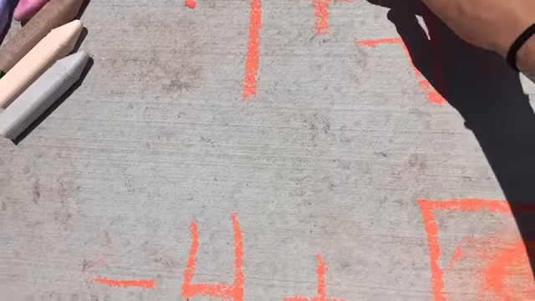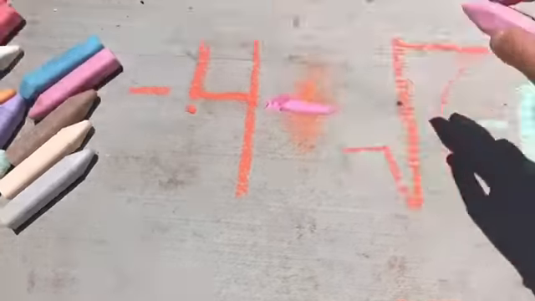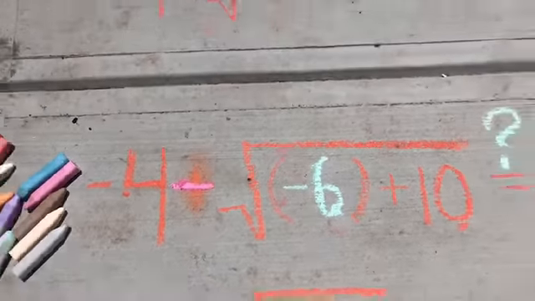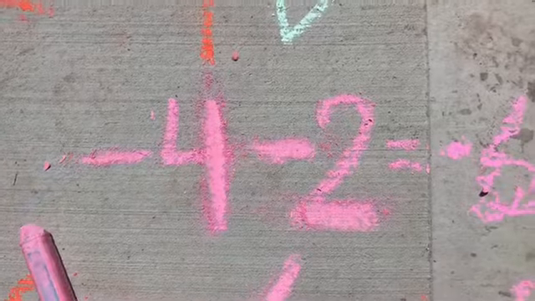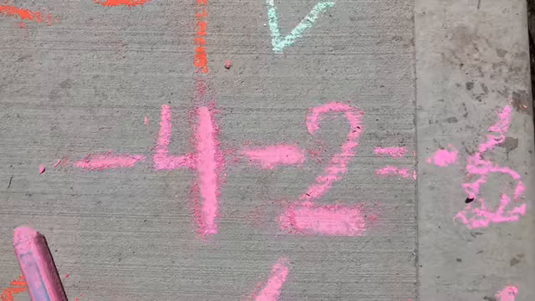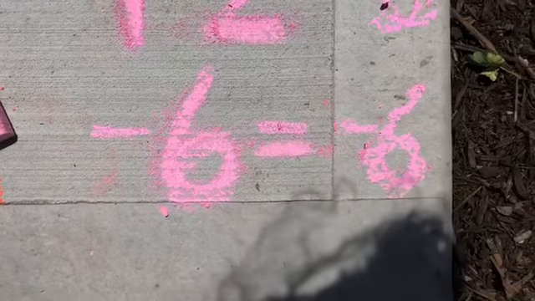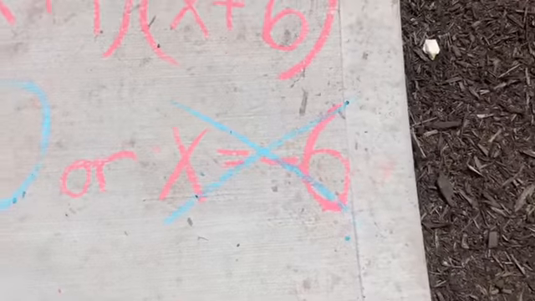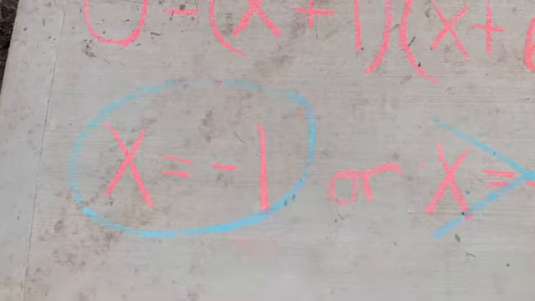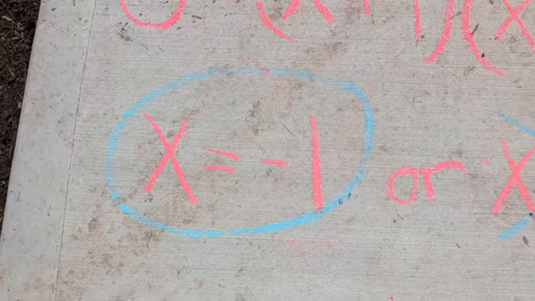If we had a negative here instead of a positive, if it was minus the radical, that would give us negative 4 minus 2, which would give us the negative 6. So for our final solution, we discard the negative 6 and only use the negative 1.